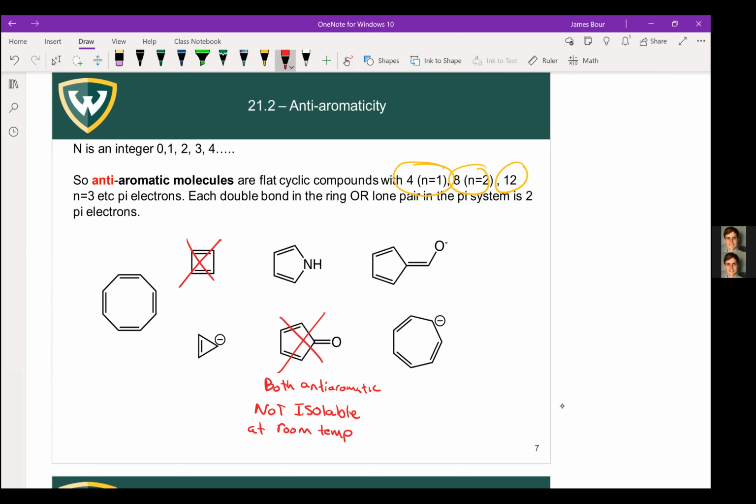Aromatic molecules are overrepresented. There are aromatic amino acids. They're an incredibly important class. Phenylalanine, tryptophan, and tyrosine are important aromatic amino acids, and they're more stable than a corresponding triene.